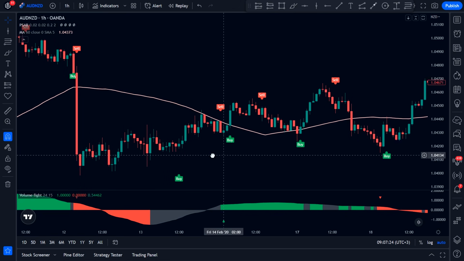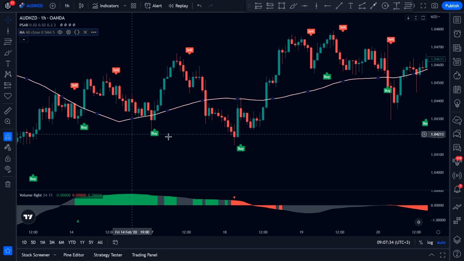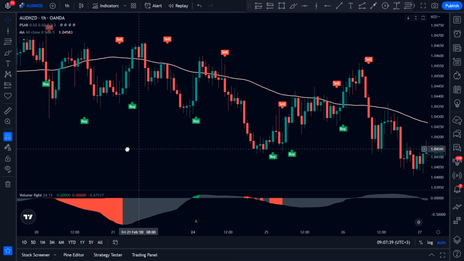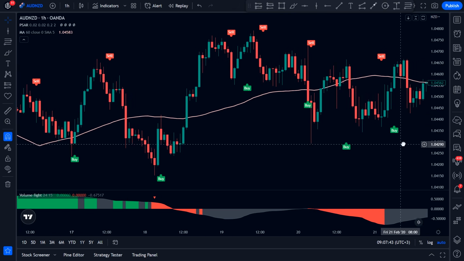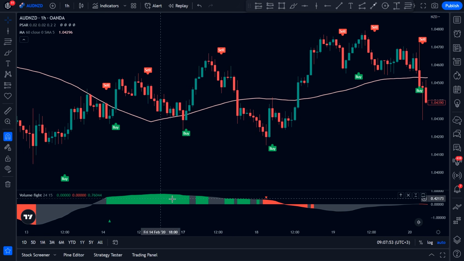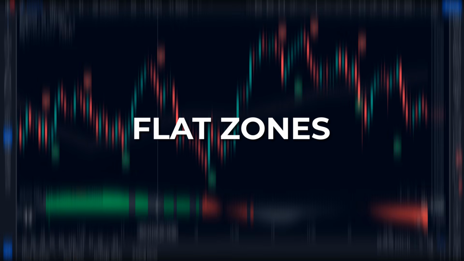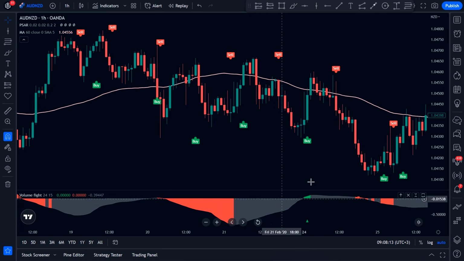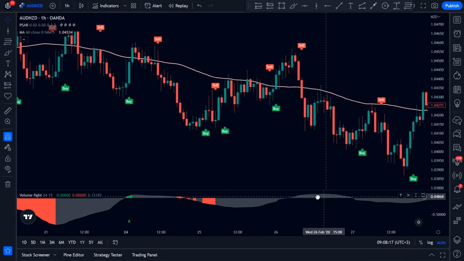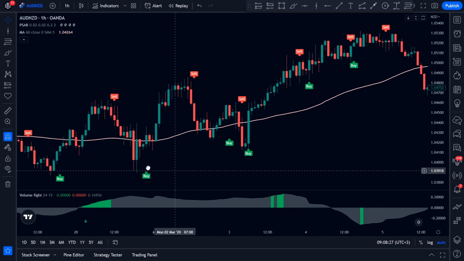Now, the volume fight indicator looks for the predominance of bullish or bearish trading volume. It does this by dividing the trading volume into two parts, bullish volume and bearish volume. The green zones represent bullish volume. These red zones represent bearish volume. These gray areas are called flat zones, and they're basically zones where you shouldn't be trading. The indicator calculates this by finding the percentage difference between bullish volume and bearish volume.